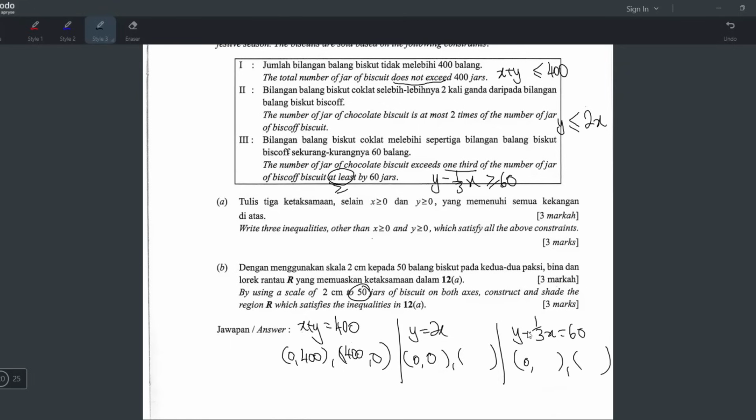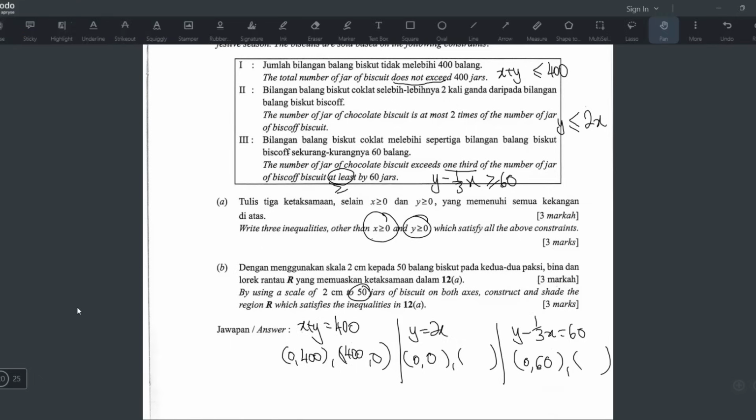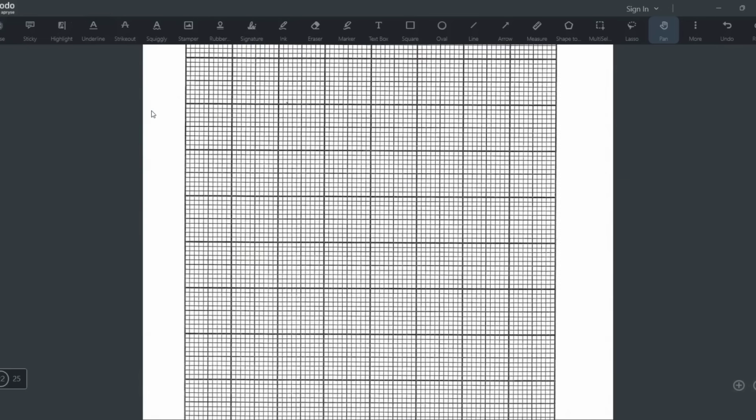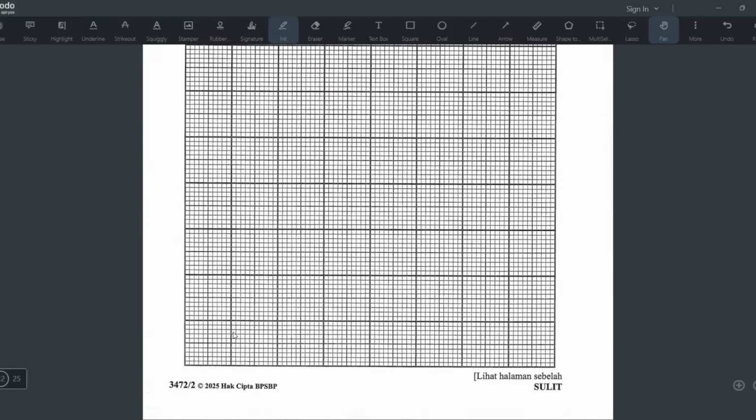When x is 0, y will be 60. Okay, when y is 0, my x will get negative. So I think I have to change this point to another point. Because in this chapter, we don't use negative value. Because your x and y will always be positive, right? And later when you draw your origin also, it will be at the bottom left because everything is positive. Okay. Yeah, so it's here.